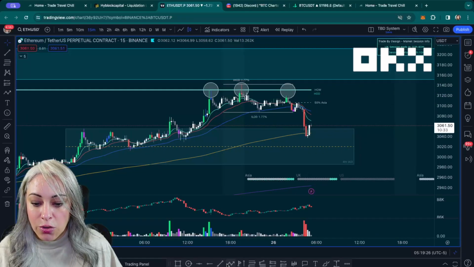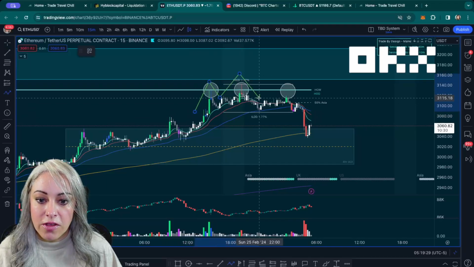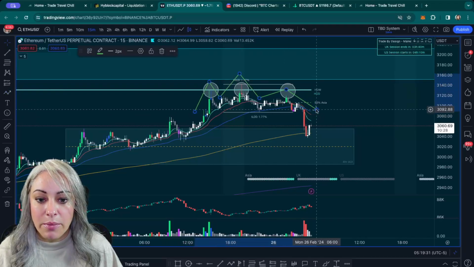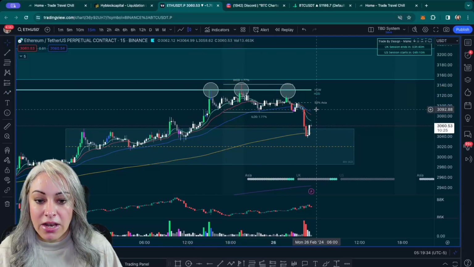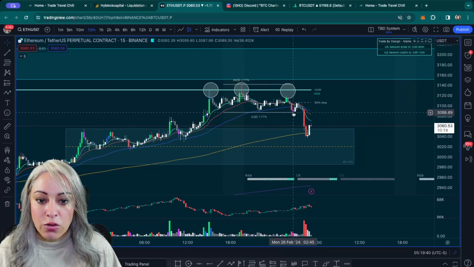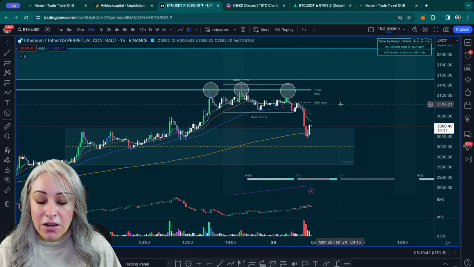And essentially you could probably say that that also just caused a head and shoulders on the 15-minute time frame, which has already played out now. So it broke down below the 50 EMA, we also broke and retested the 50% of the Asia area.